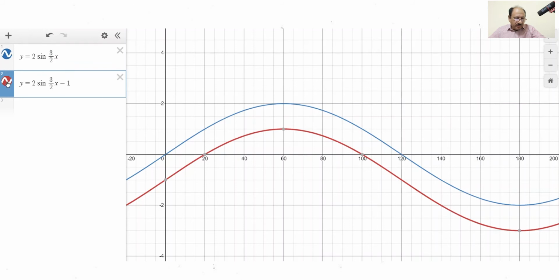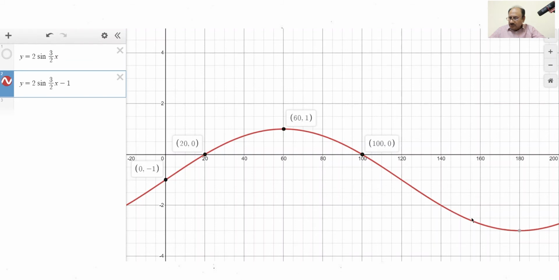And the original graph which is required in our question is this. These are the points of intercept. Hopefully you understood each and everything. These are also points which you can click and check.